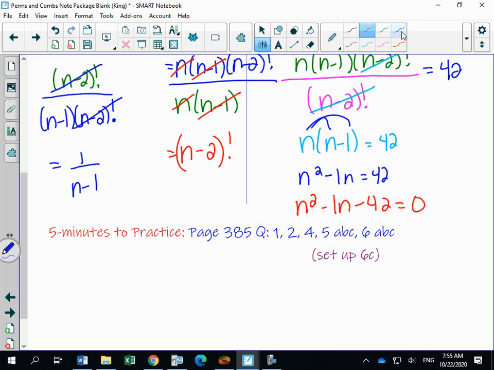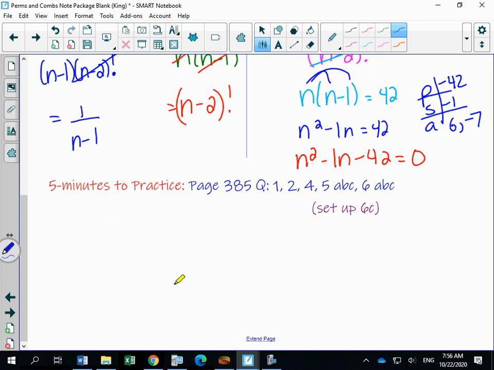Okay. Ask yourself, what gives you a product of negative 42 and a sum of negative 1? A product of negative 42 and a sum of 1 would give you 6 and negative 7. So writing this, we would have two factors. One of my factors is n plus 6, and one of my factors is n minus 7. You need to set each factor equal to 0 and solve.